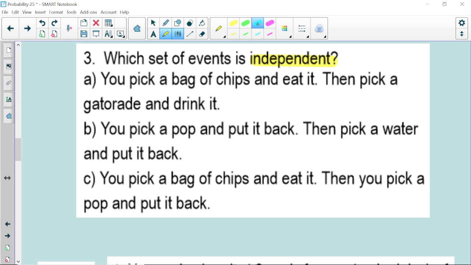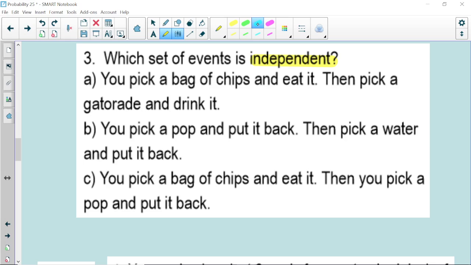So let's look at choice A. We've got a bunch of snacks in front of us. And we go to pick up a bag of chips, and then we eat it. Then when we do our second event, we go to pick up a Gatorade, we drink it. Are those 2 events independent or are they dependent? Abby says dependent. Do we agree? Thumbs up yes, thumbs down no. I'm seeing a few thumbs up. Why do we say dependent for choice A?